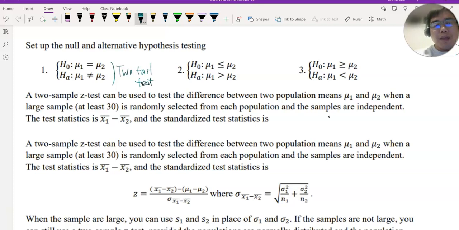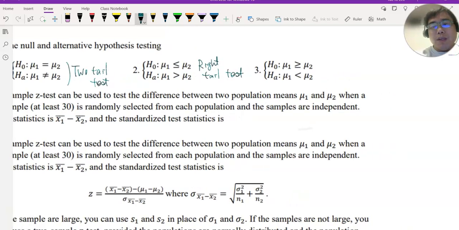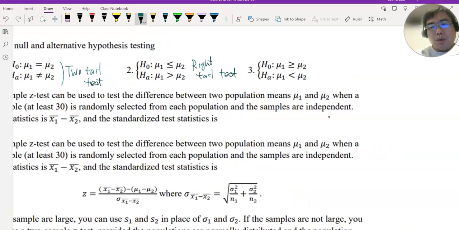Now number 2, H0: mu1 is less than or equal to mu2, HA: mu1 is greater than mu2, so this is the right-tail test. Number 3, H0: mu1 is greater than or equal to mu2, HA: mu1 is less than mu2, so this is the left-tail test.